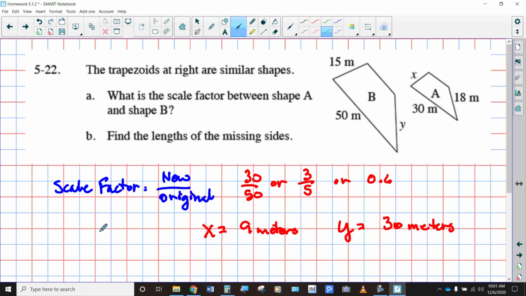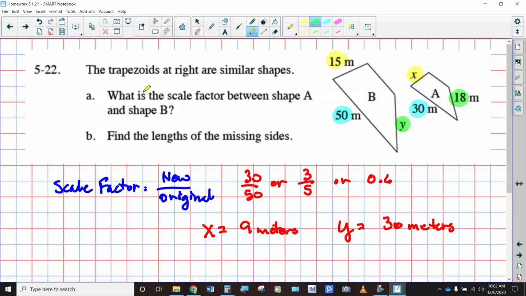All right, and then the last problem where we are looking for scale factors. Remember, for scale factor, you've got to take the known quantities. So we don't know the 15 and the x. We don't know the, let me do this one in green, the y and the 18. We do know that these sides here, the longest sides, are 50 and 30. So that's what we're going to use for our scale factor. You can use the formula where you take the new over the original.